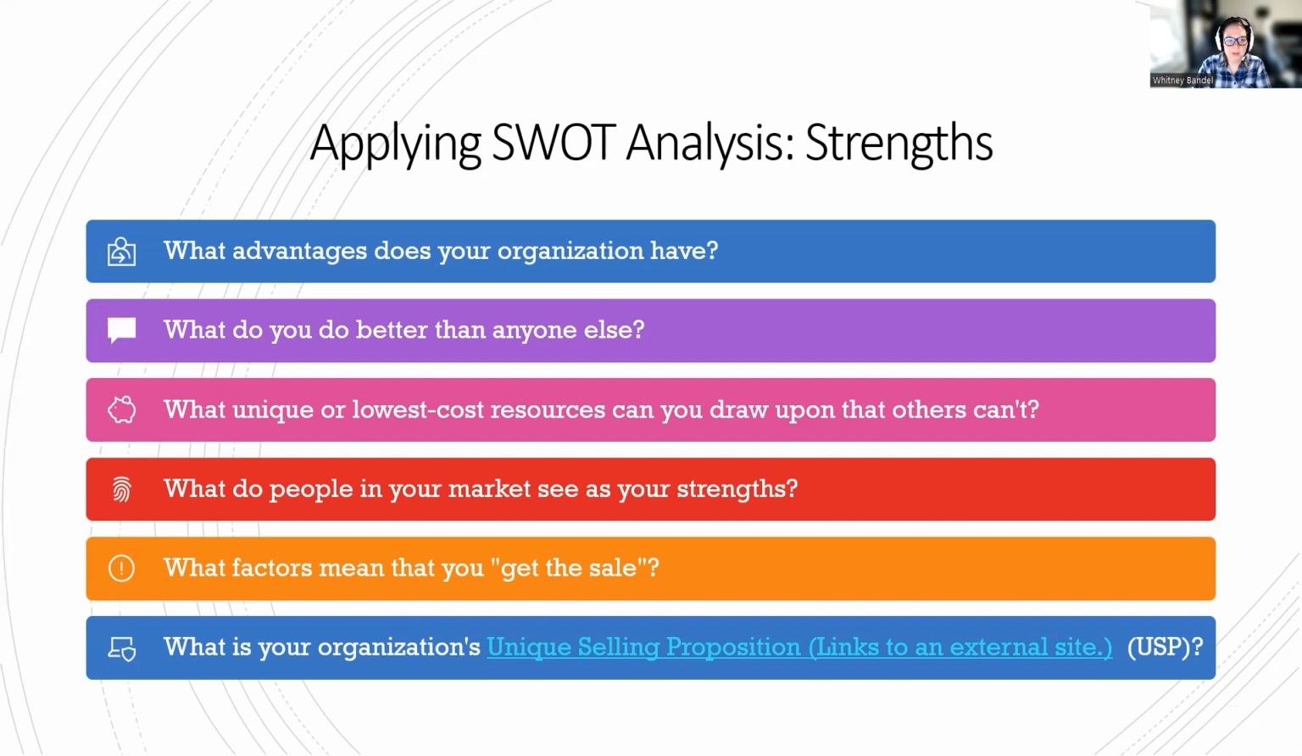So looking at this a little bit more, here we have strengths. So thinking about things, what advantages does your organization have? What do you do better than anyone else? What unique or low cost resources can you draw upon that others can't? What do people in your market see as your strengths? What factors mean that you get the sale?